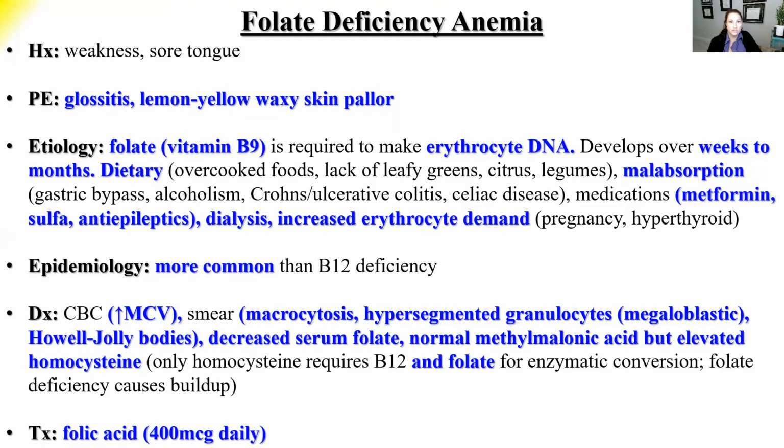Some medications can increase the likelihood for folate deficiency anemia. Metformin that we use for diabetes, sulfa in antibiotics, and anti-epileptic drugs can increase the likelihood for this. Patients who are on dialysis can have folate removed from the bloodstream. And then increase in erythrocyte demand. So in pregnancy or in hyperthyroidism, you are needing more red blood cells so you can run out of the folate while you're trying to make them. This is much, much more common than B12 deficiency because it happens much faster.